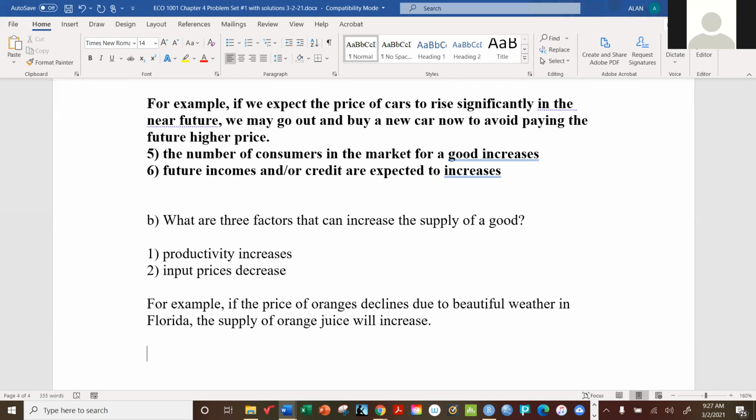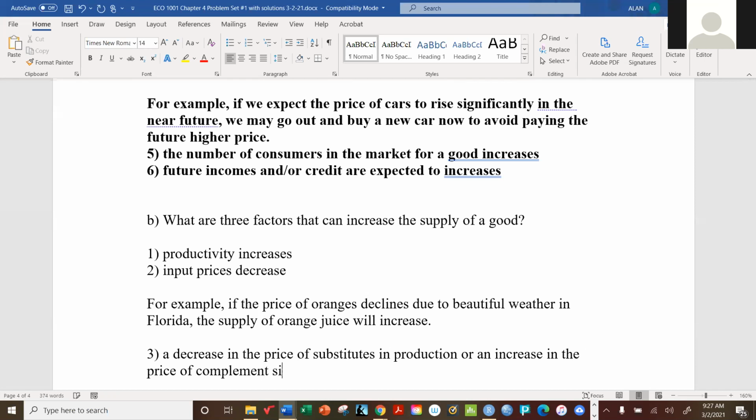Okay, number 3. Another one that's tricky to think about: a decrease in the price of substitutes in production, or an increase in the price of complements in production.